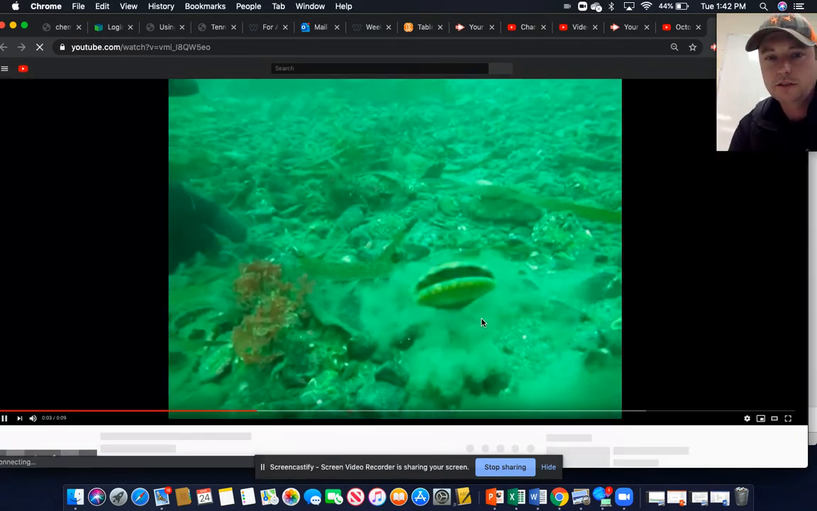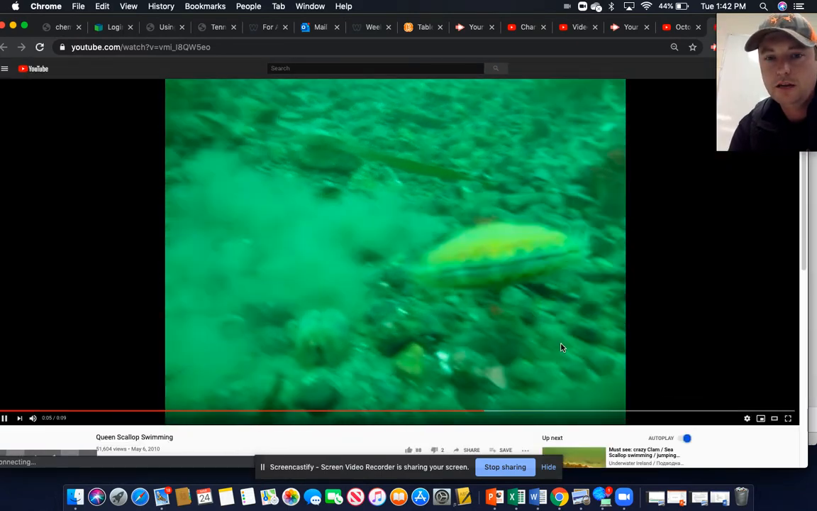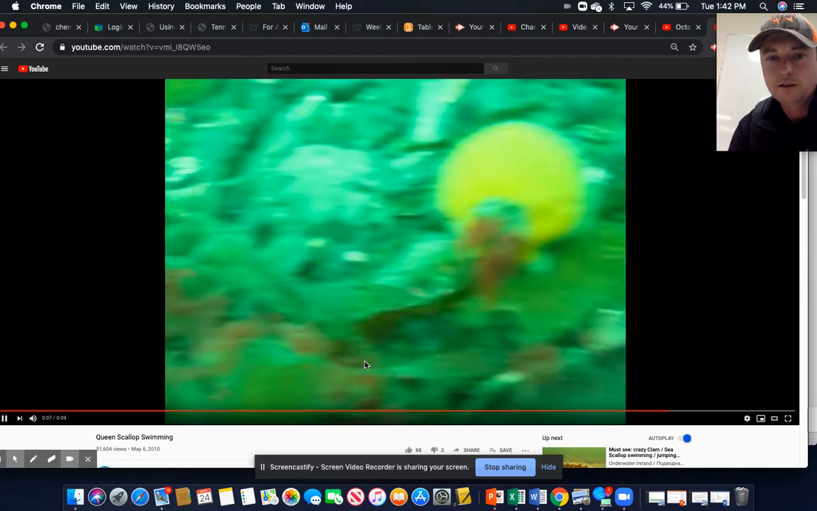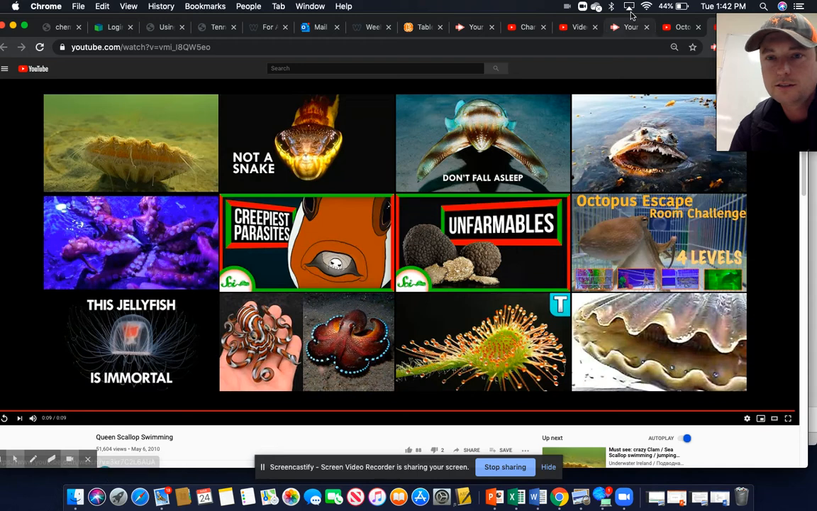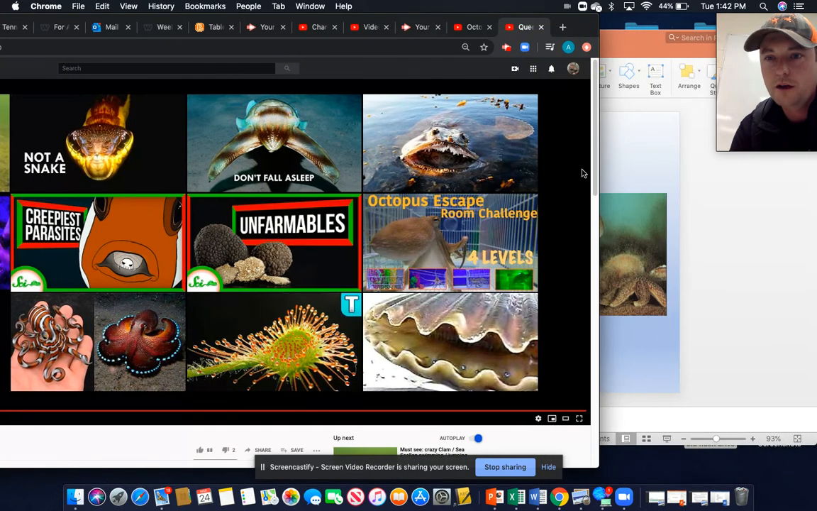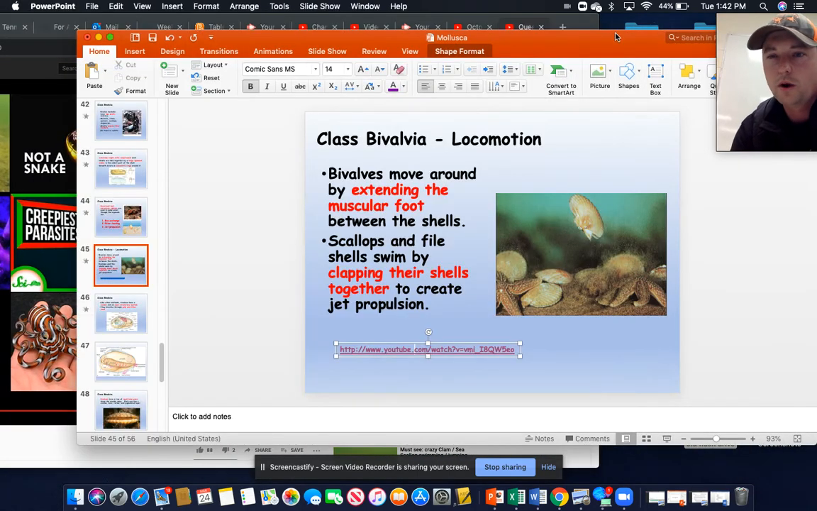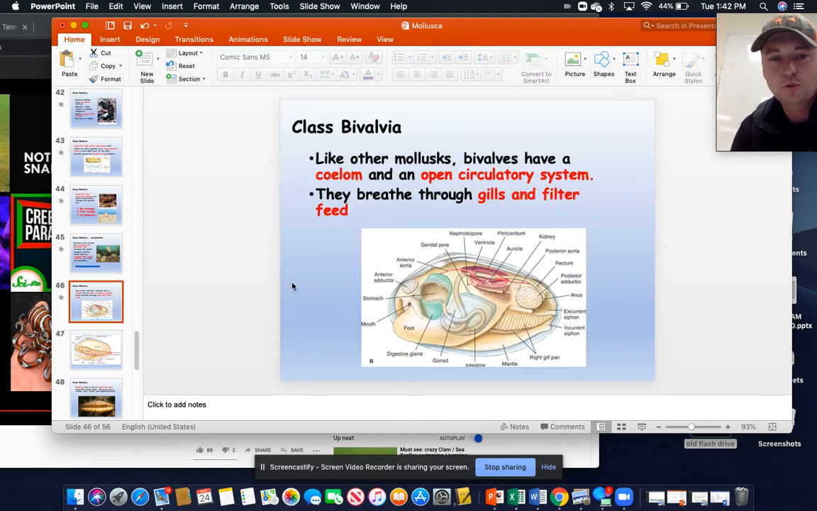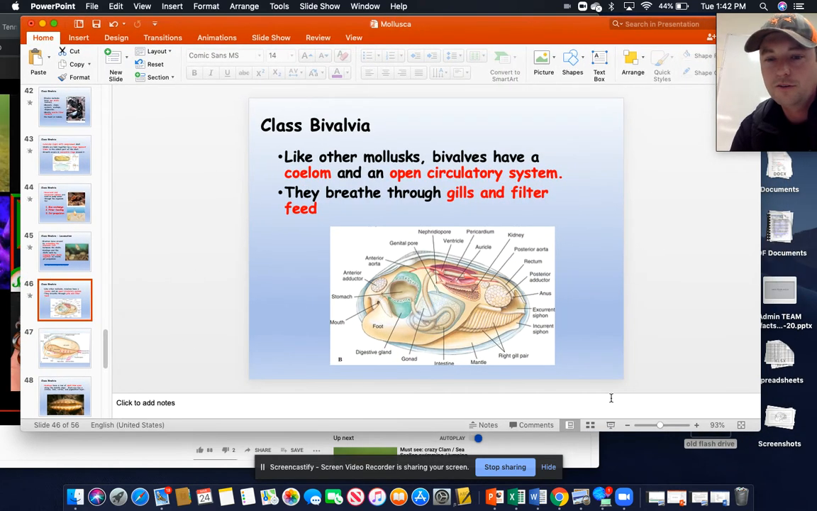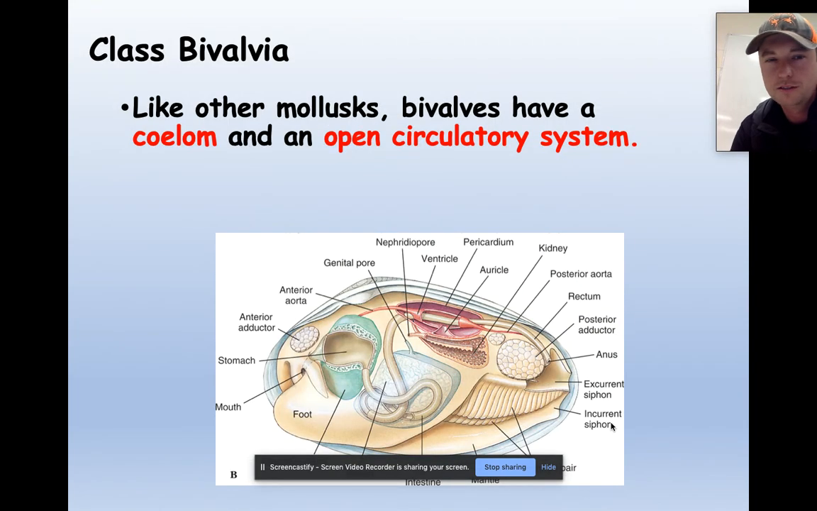A diver here is touching a scallop. It's a queen scallop. While these aren't the scallops you'll find in Homosassa, it's a very similar concept. When you go to fish them out, they'll begin to try to swim away as you snorkel and pick them up. If you ever get a chance to do that, I highly recommend it. It's a lot of fun.